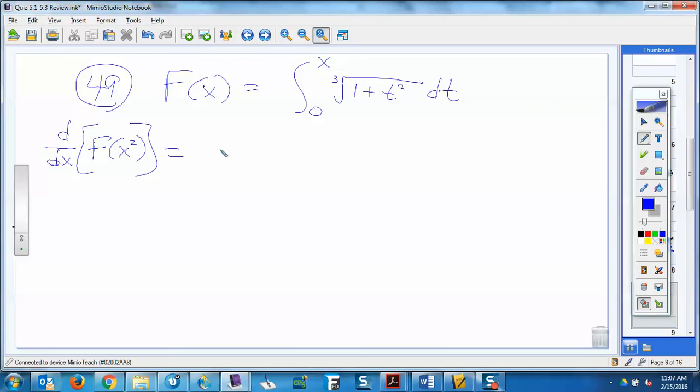Let's start there, okay? I'm not sure why this is throwing you off so much. Isn't it the same as just me asking you to do that? What's the derivative of that? You start with the outside, you leave the inside alone, times the derivative of the inside, right? That's all this is. So the derivative of big F of x squared is little f of x squared times 2x. Perfect.